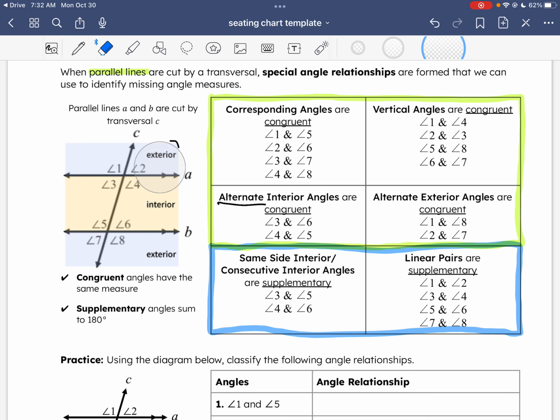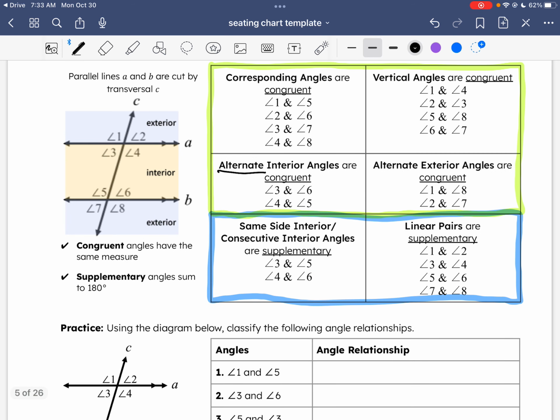Our last 2 angle relationships show that the angle measures are supplementary, which means they add to 180. The first one is same side interior, also called consecutive interior angles. So these are interior, so they're inside the parallel lines, but they're on the same side of the transversal. So 3 and 5 and 4 and 6. Because those angles are same side interior angles, they are supplementary, which means they add to 180 degrees.